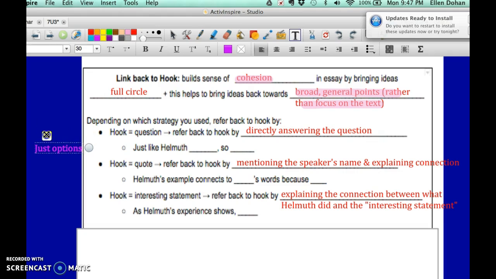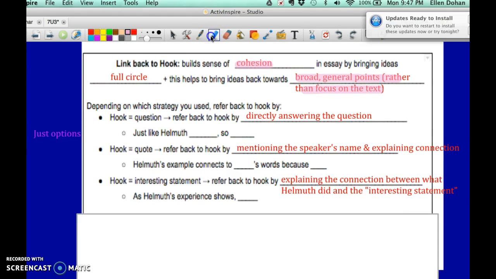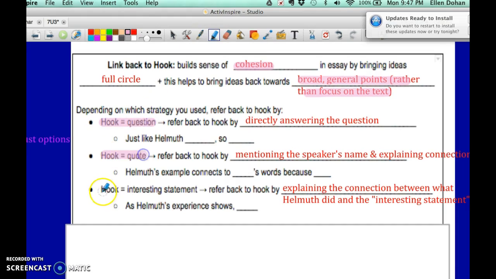They're not mandatory, but they're just helpful options on how to refer back to the hook. So I want you to examine these three pieces. If you chose the question as your hook, you'll refer back to it by directly answering the question. A possible sentence starter: let's say your question was, have you ever experienced a shift in your personal beliefs? You'll directly answer the question, like: just like Helmuth's views change over time, so do many people's views change over time.